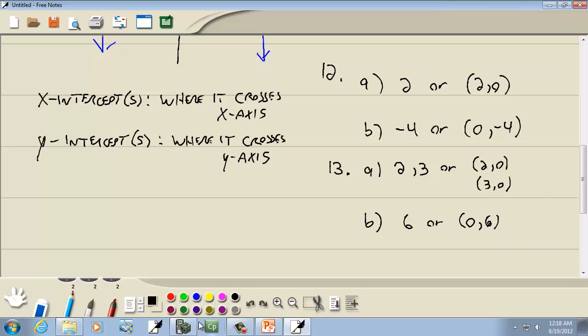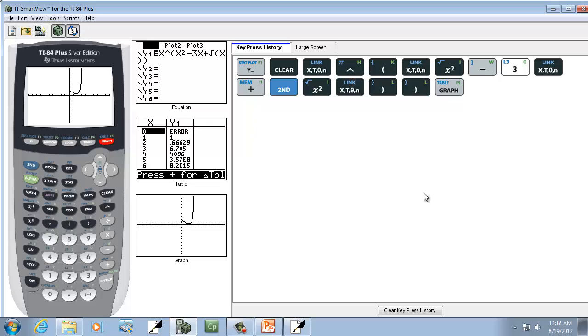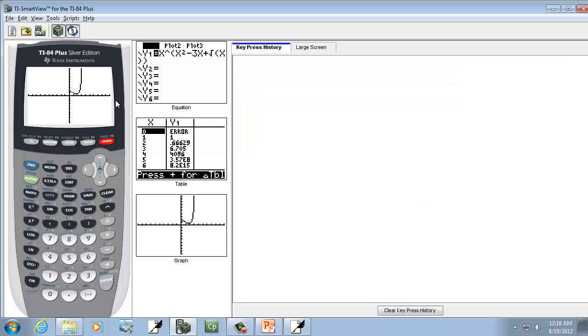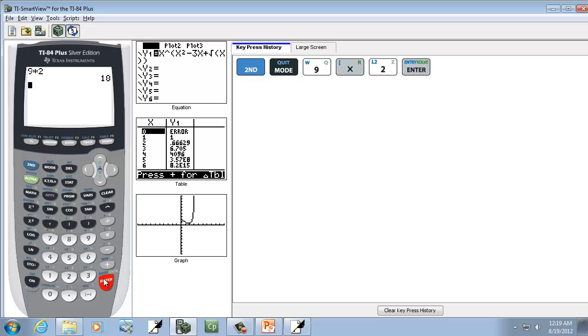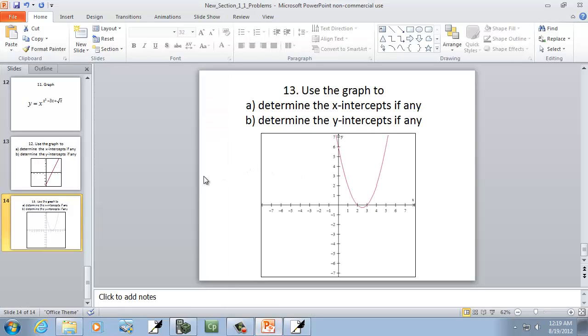Now some items on your calculator. We're in graph mode now. To get back to your calculation mode, you just do second mode, and now you're ready to do your normal 9 times 2 or whatever you're doing. Second mode gets you out of anything. And that's actually the end of that section.